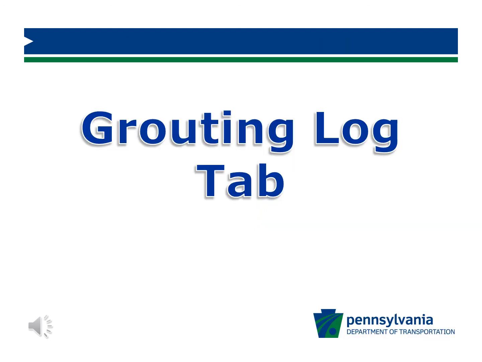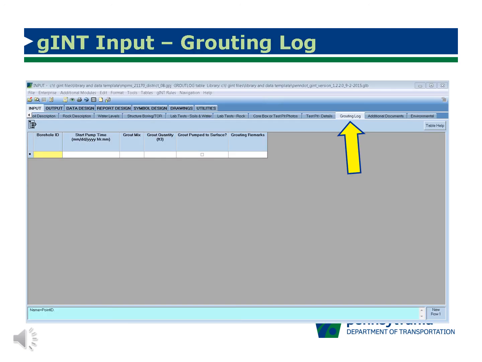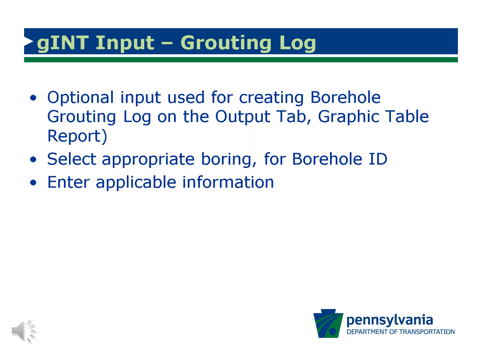Now, a description of the Grouting Log tab. This is a screenshot showing the location of the Grouting Log tab. Input of information on this tab is optional. If input is entered, the input is used to create the Grouting Log report. On the Grouting Log tab, select the appropriate boring identification numbers from the borehole ID drop-down list. Enter the start of the pumping time, the grout mix, grout quantity, if grout was pumped to the surface, and any comments or remarks for the grouting. Note the completion of grouting time is captured on the Boring Test Pit tab.